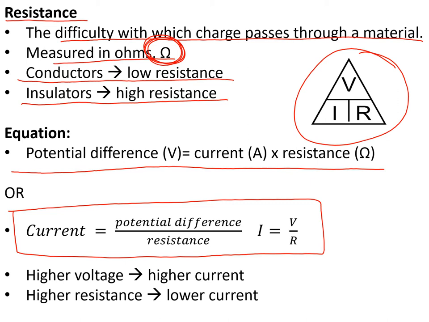What this tells us is that current is higher if potential difference is higher, and it's lower if resistance is higher. Because if potential difference is on the top of that equation, then the bigger V here, the bigger the current that results. But also, the bigger the resistance, the smaller the current will be, because if you're dividing by a bigger number, you will get a smaller answer. So I think current equals potential difference over resistance is a better way to remember that equation.